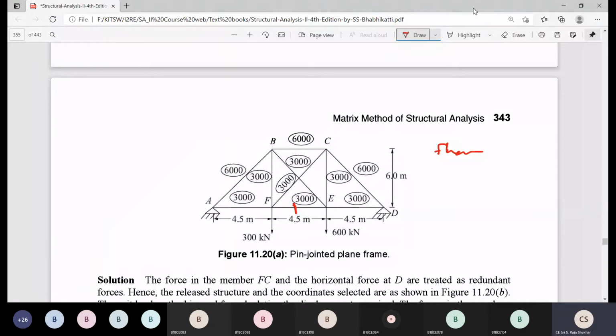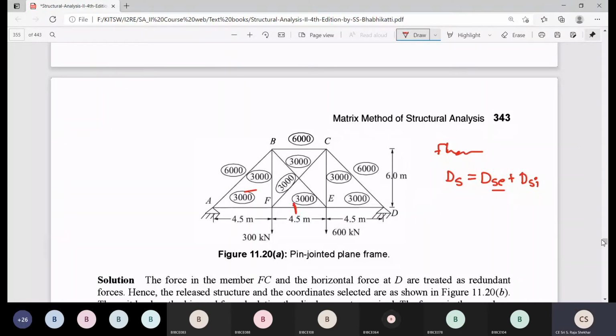Right. So here, if we need to calculate for this type of structure, we need to calculate the degree of external indeterminacy plus the degree of internal indeterminacy. DSI as well as DSE we need to calculate.